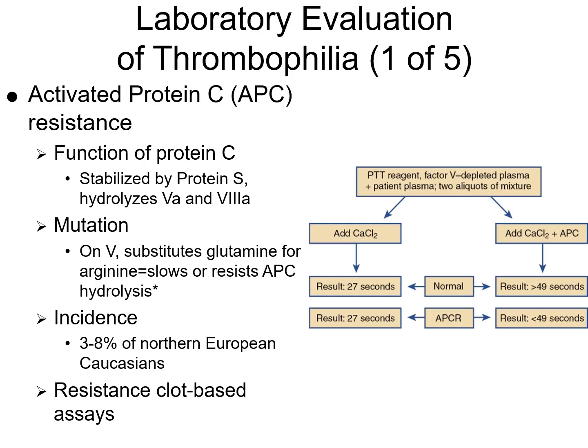For incidence, activated protein C resistance due to factor V Leiden mutation is found in about 3 to 8% of Northern European Caucasians, making it the most common inherited thrombophilia in this population. For detection, resistance is going to be detected by a clot-based assay that measures the ability of activated protein C to prolong clotting time. In activated protein C resistance, these assays will show a decreased prolongation, indicating a resistance to activated protein C's anticoagulant effect.